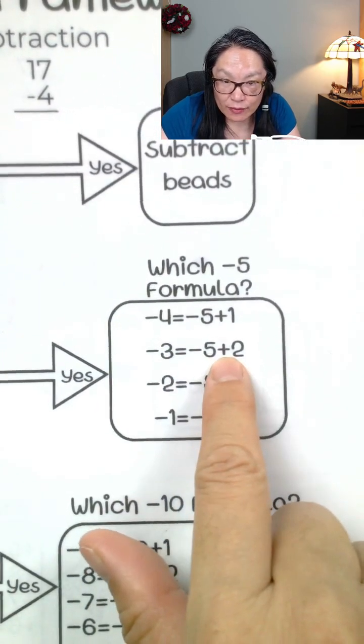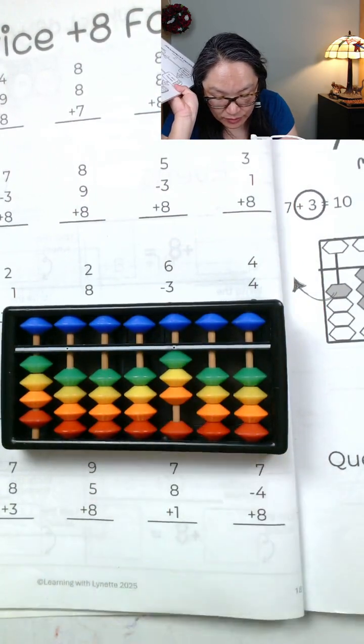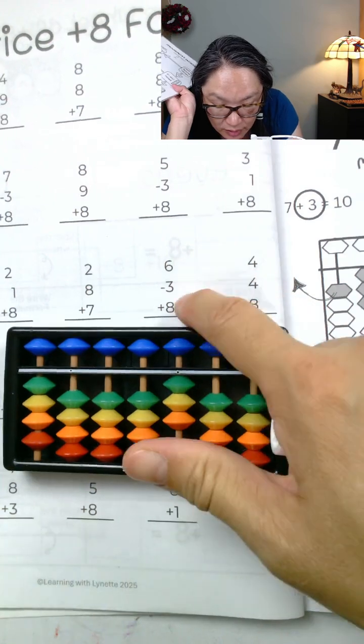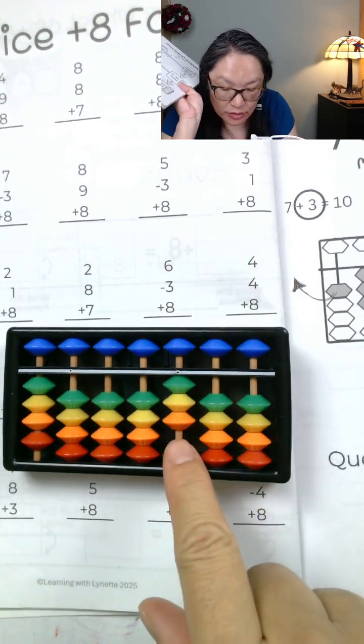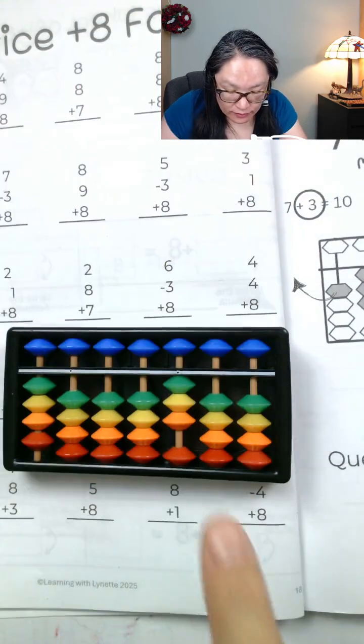Minus the 5 plus the 2. And then plus 8. You need to add the 8. Can you add the 8? Is there enough to add the 8? No.